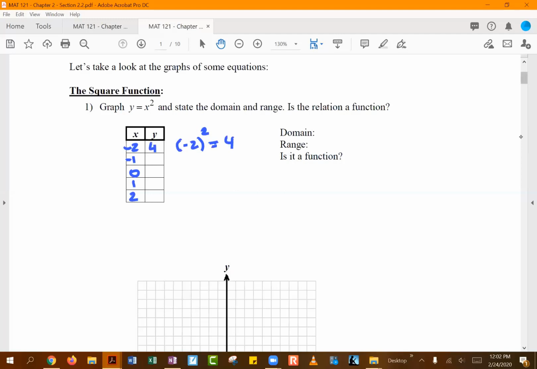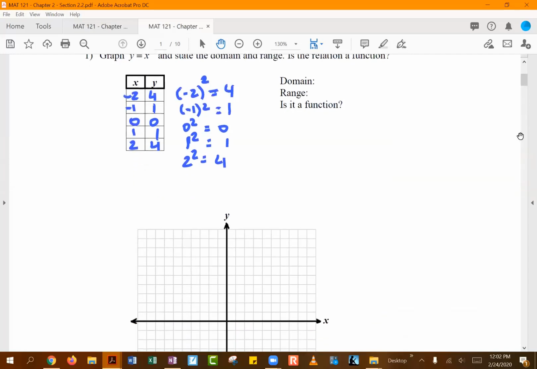-1 squared. -1 times -1. Yeah, I'm telling you, it looks like it should be easy. +1. 0 squared? 0, very good. And then again, +1 squared would be 1. And +2 squared. Alrighty, so there you go.